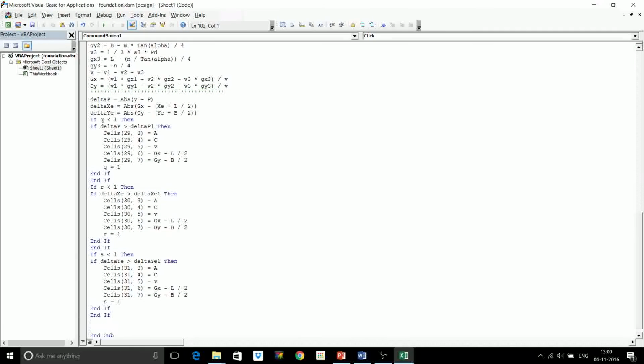And at final stage, if Q is equal to 1 and R is equal to 1 and S is equal to 1, what is to be done? Exit this loop.